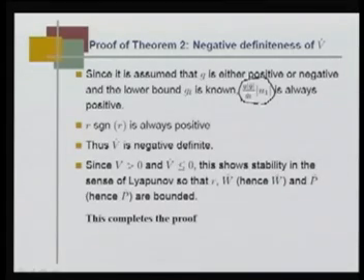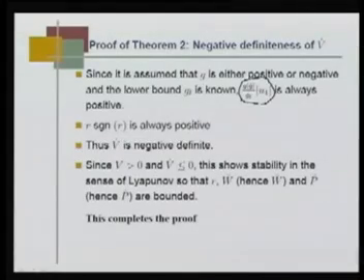So, hence this quantity is always positive. This is an assumption again, because we can't solve it in the generic case. The most important assumption here is that g is either positive or negative, that is, g should not have values both positive and negative. So, this part is positive, r sin r is always positive, hence v dot is negative definite. Since v is greater than 0 and v dot is negative definite, this shows stability in the sense of Lyapunov, so r, w tilde and p tilde are bounded.